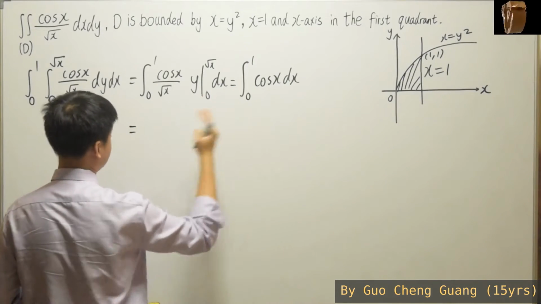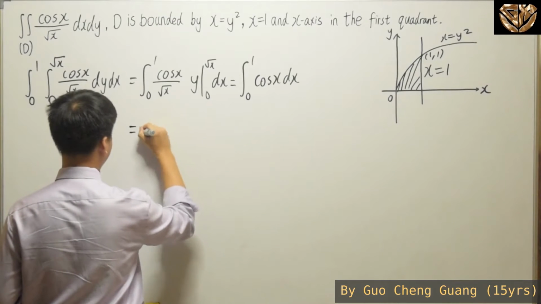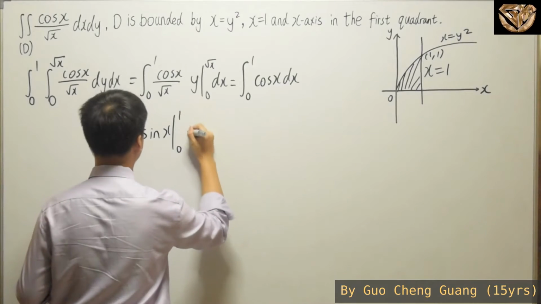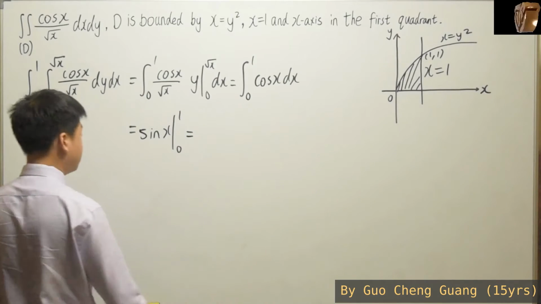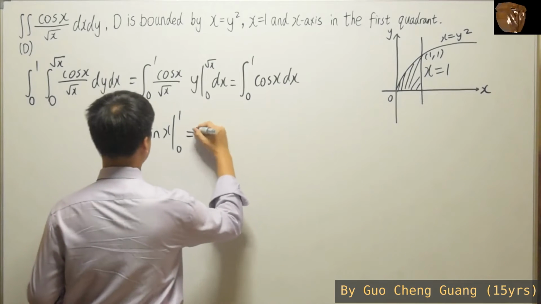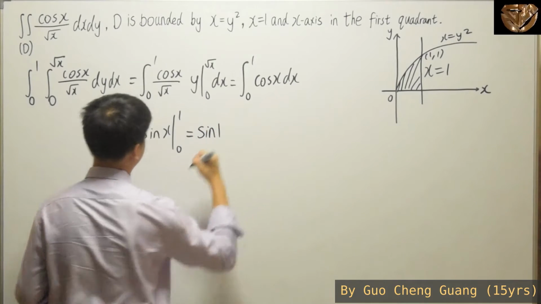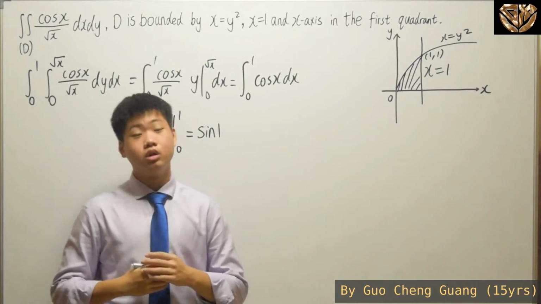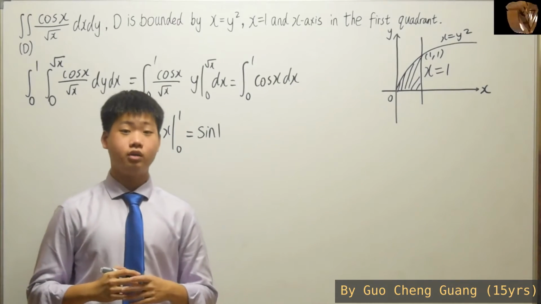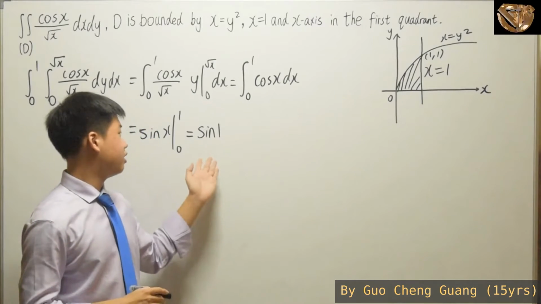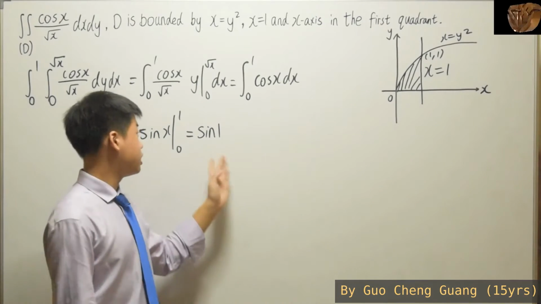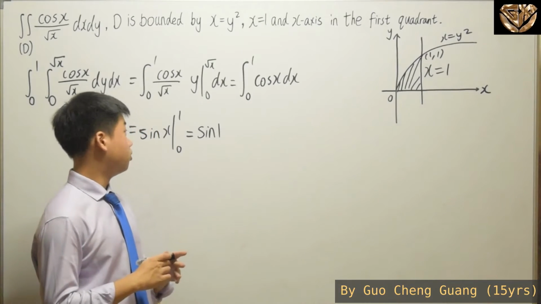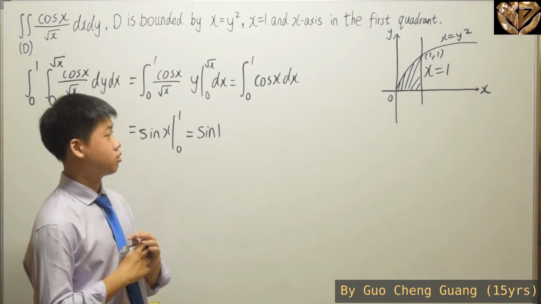When you integrate this part, you will have sine x and substitute in 0 and 1. Once again, substituting the values, you have sine 1 minus sine 0, and sine 0 is just 0. So sine 1 will be your final answer. Of course, depending on what kind of question you get, you can change it into decimals if you have a calculator. This will be the answer you get for this question.